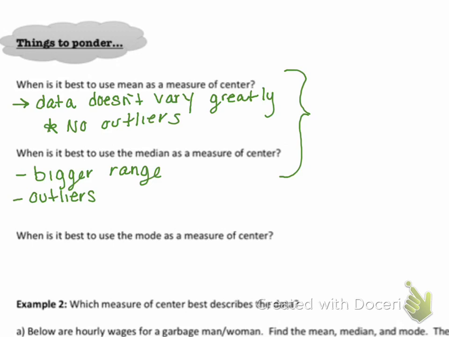And then for mode, the best time to use mode, it's kind of like when you just see a lot of the same data points. It's just easy to predict, hey, that's going to be my average. So I'd say when a lot of the same data appears.